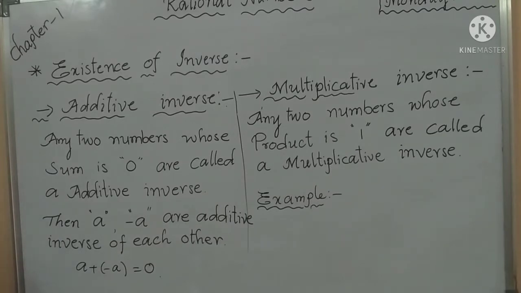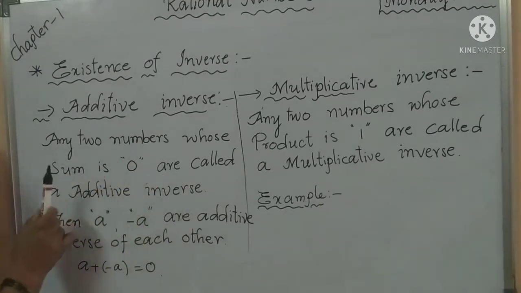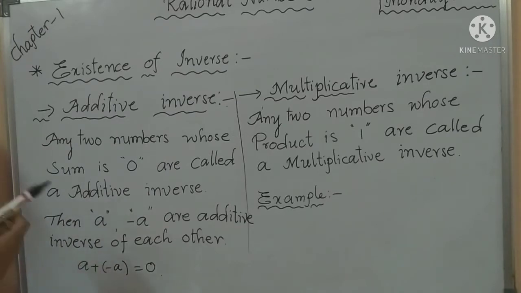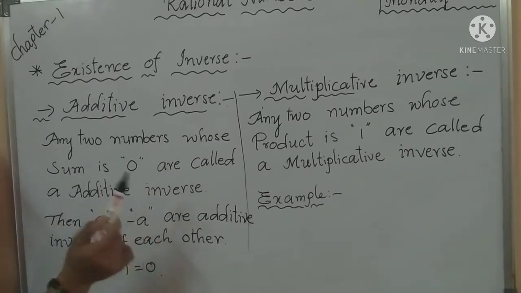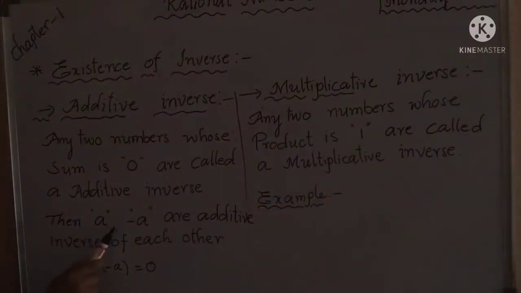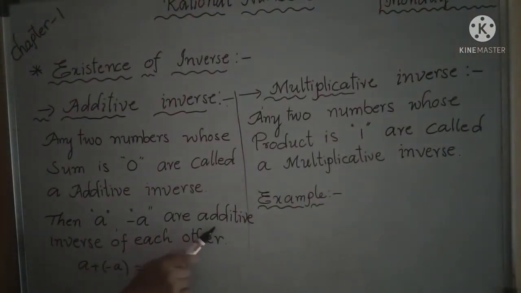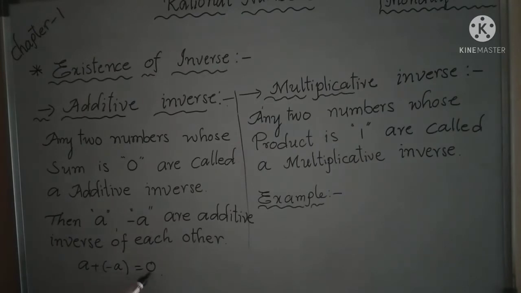What is an additive inverse? Any two numbers whose sum is 0. It means we have to take rational numbers or integers, any ones, whose sum is 0. Any two numbers whose sum is 0 are called additive inverses. Here a and minus a are additive inverses of each other. So a plus minus a is equal to 0.